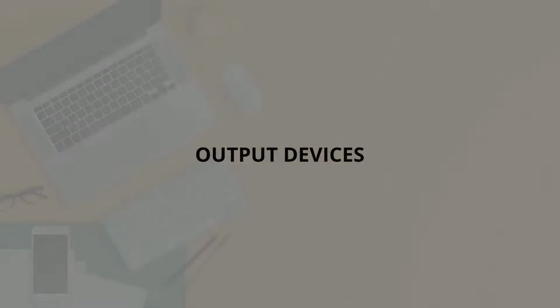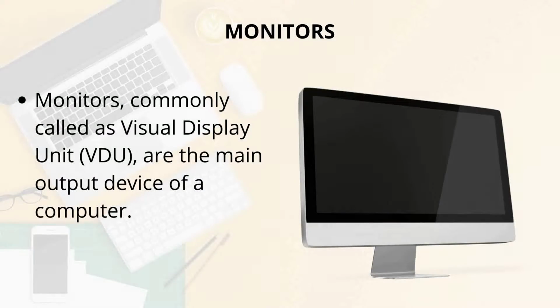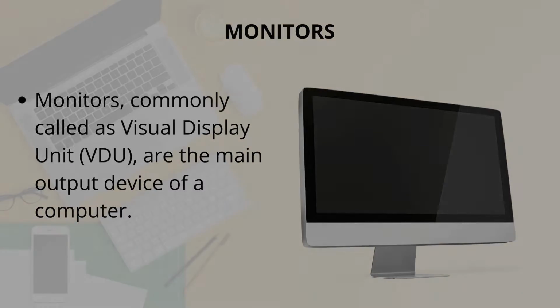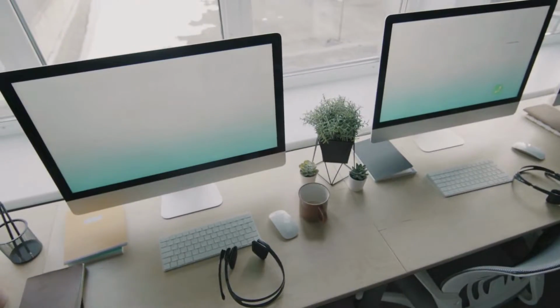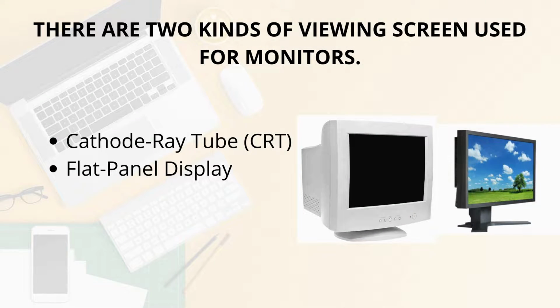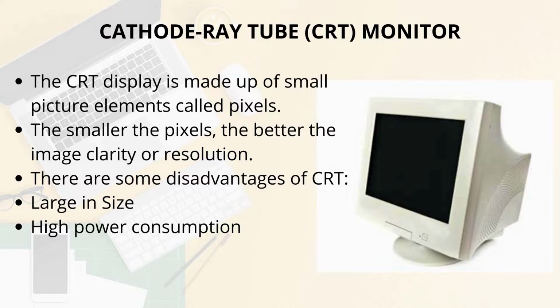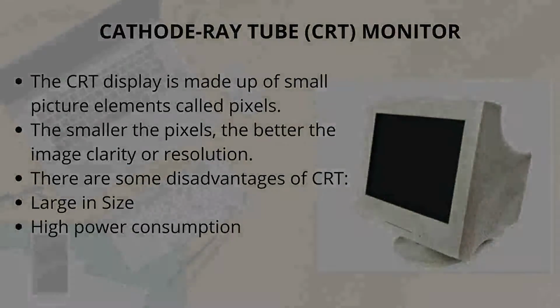Output devices. Monitors. Monitors, commonly called as visual display unit, are the main output device of a computer. There are 2 kinds of viewing screen used for monitors. Cathode ray tube. Flat panel display. Cathode ray tube monitor. The display is made up of small picture elements called pixels. The smaller the pixels, the better the image clarity or resolution.